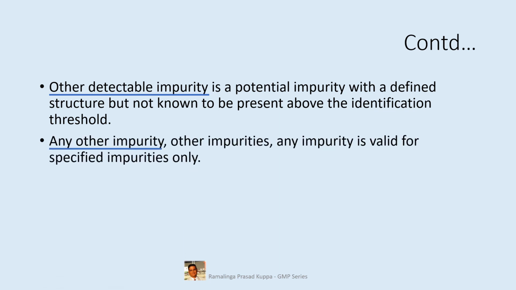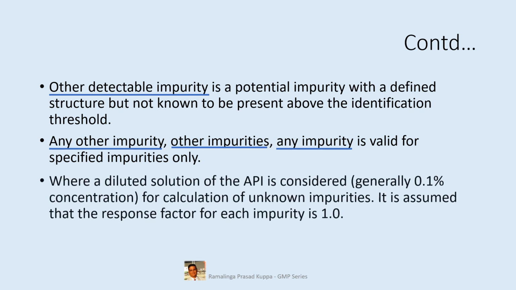Any other impurity: this is valid for specified impurities only. In this, the test complies only when this category of impurity is within the limit prescribed. The limit will be nominal content greater than the identification threshold. This category is also applicable for specified impurities only.